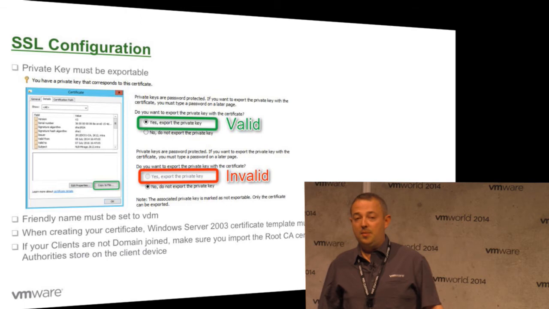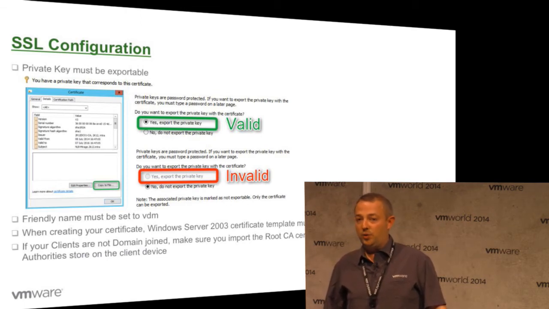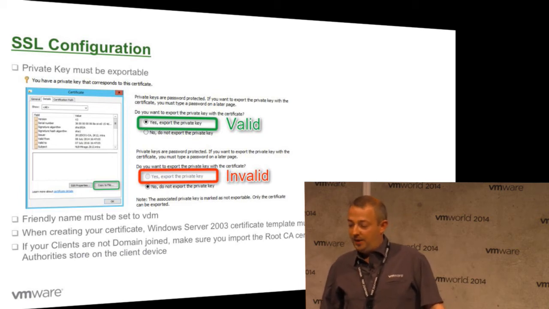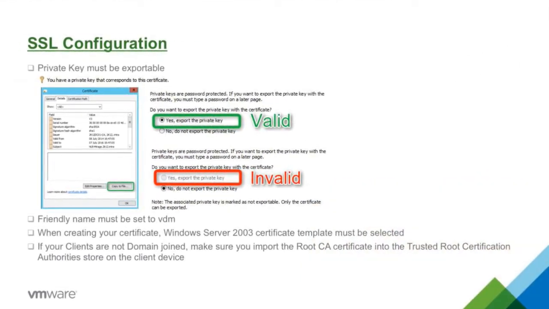The friendly name also needs to be set to vdm. It won't work if the friendly name is not set or configured, or if you have a different name. When creating the certificate, you also need to make sure that you select the Windows Server 2003 template. It's not compatible with the 2008 template.